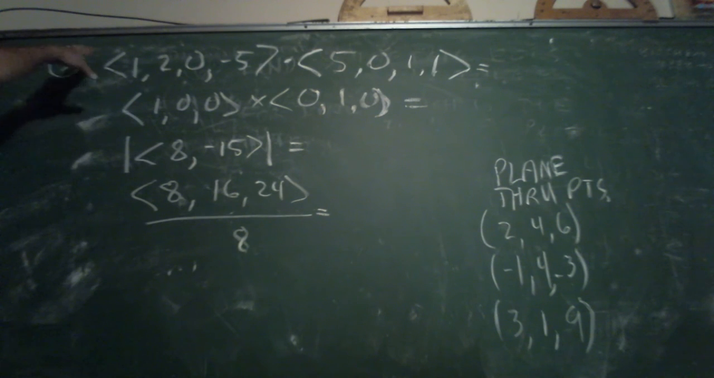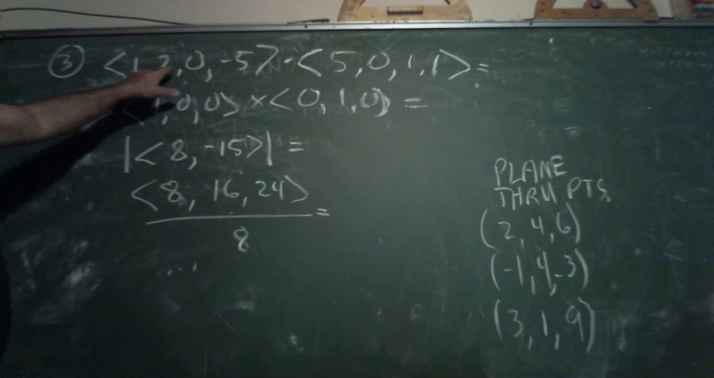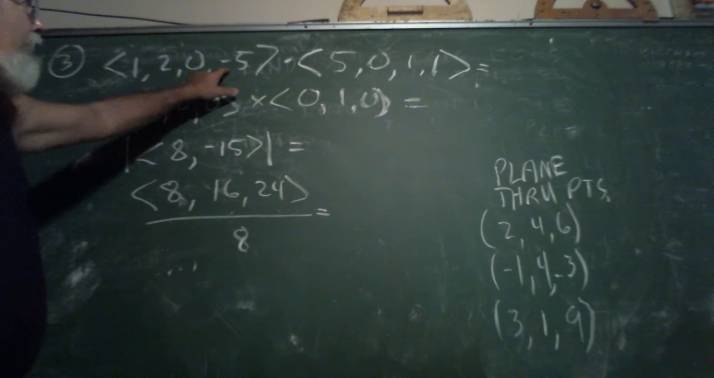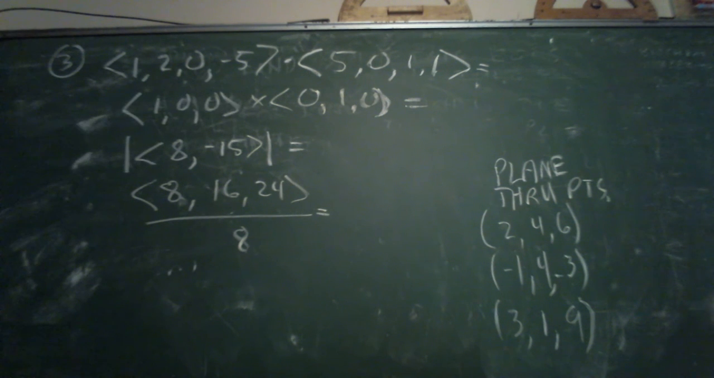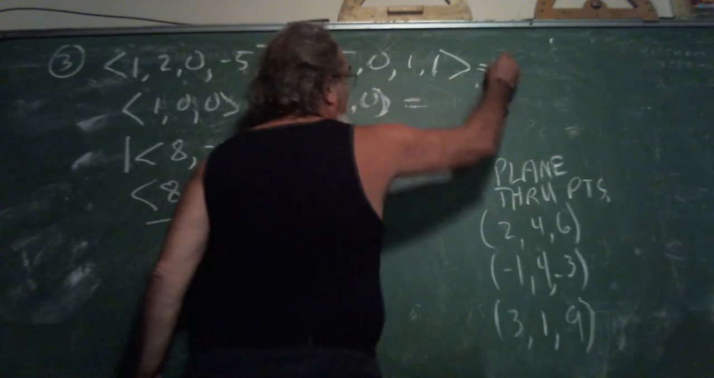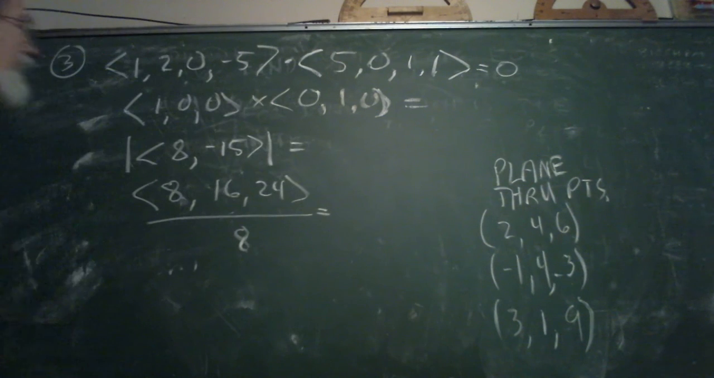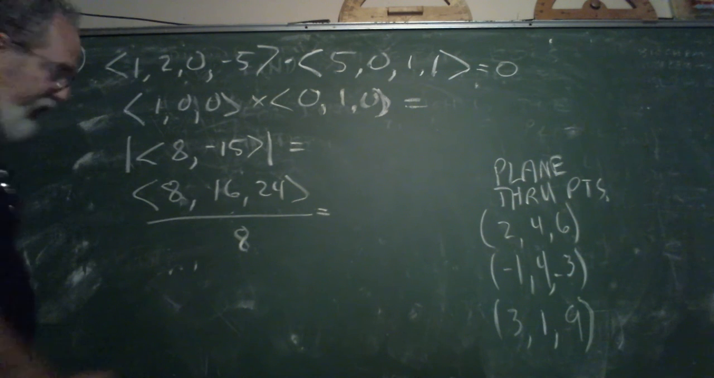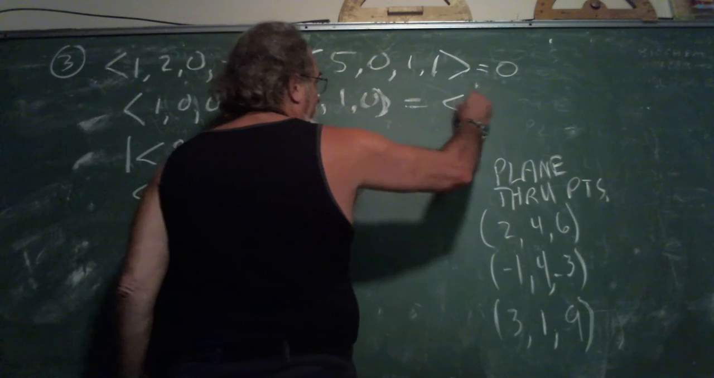All right, this time it's just calculations, so this dot product. You have 5 times 1 plus 2 times 0 plus 0 times 1 minus 5 times 1. So that's 0. These 2 vectors are perpendicular in 4 dimensions. This next one, if you do the cross product out, you should get this.